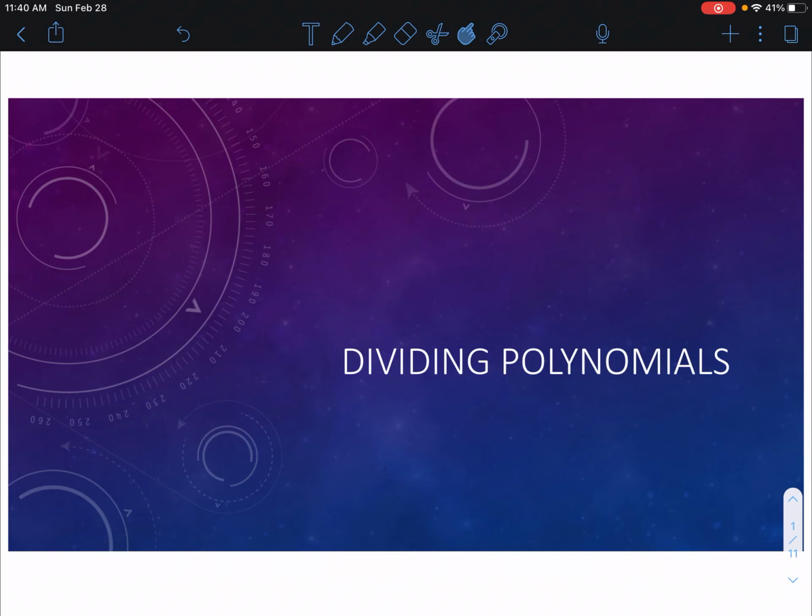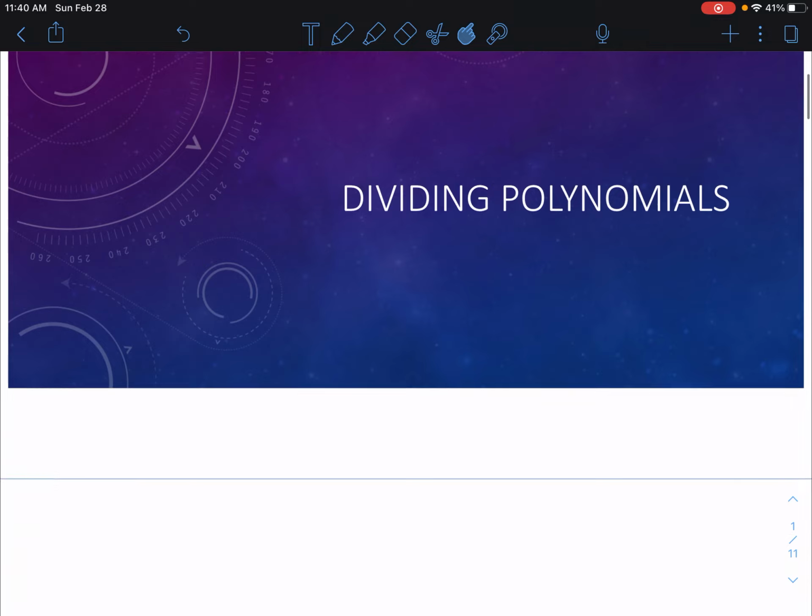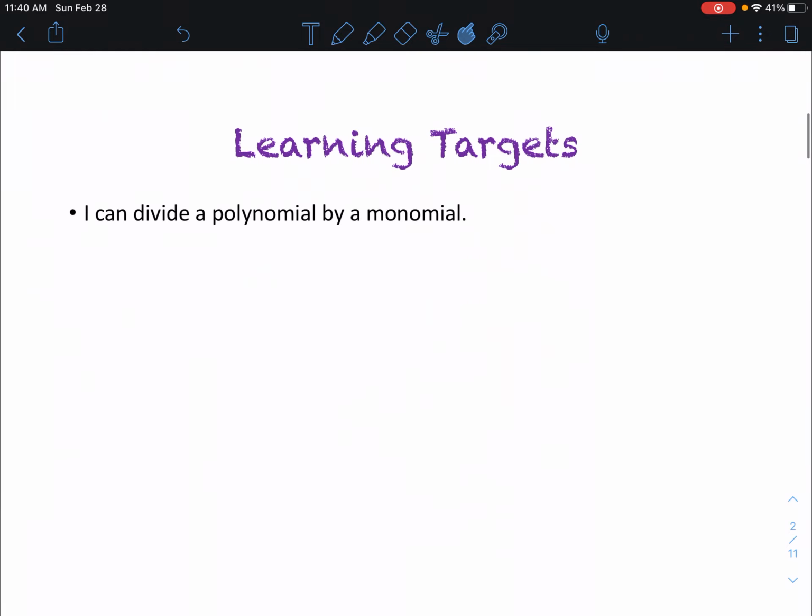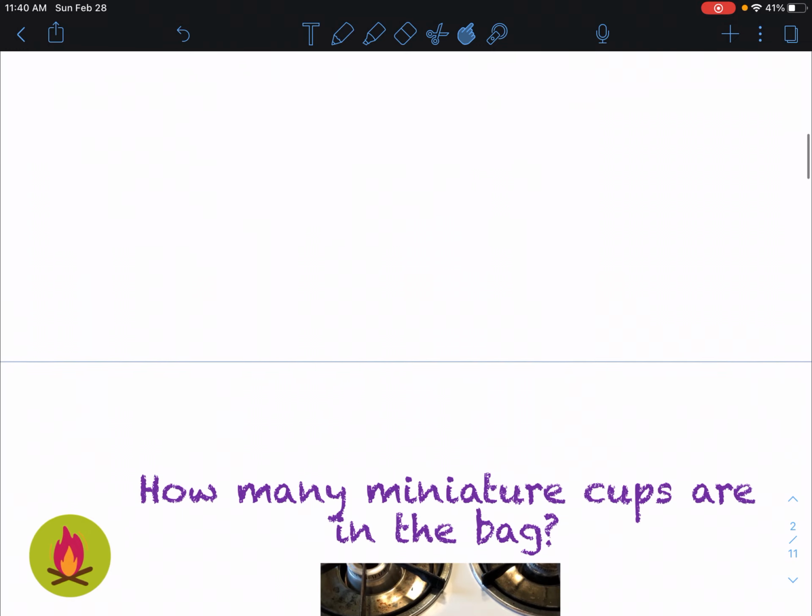Okay, so in our previous lesson, we talked about how to multiply polynomials, and today we're going to talk about dividing polynomials. And our learning target is to be able to divide a polynomial by a monomial.